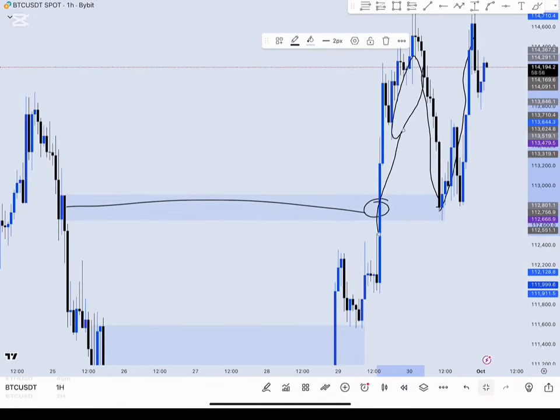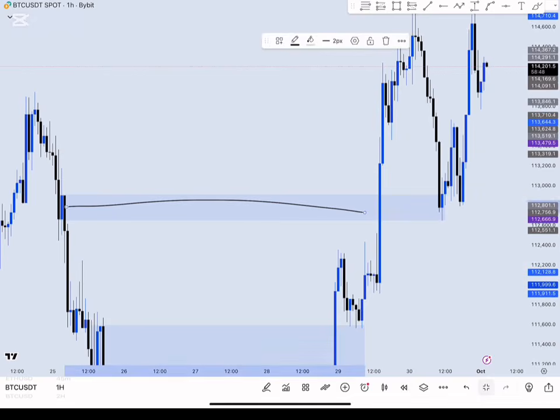If you're able to spot your order block, you can spot your breaker block. A breaker block is basically a failed order block. So if you can spot your order block, then you can spot your breaker block. For you to spot your order block, you need to know your engulfing pattern.